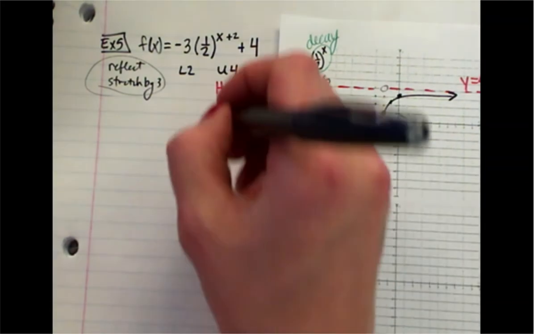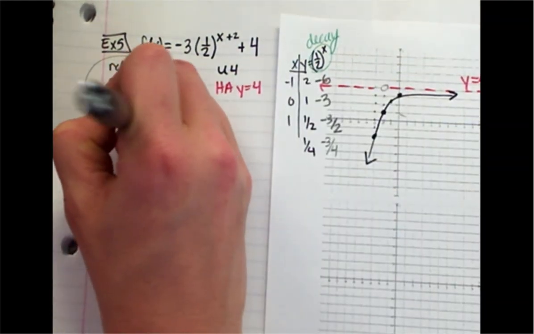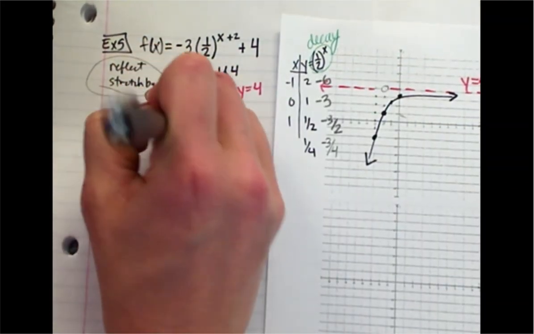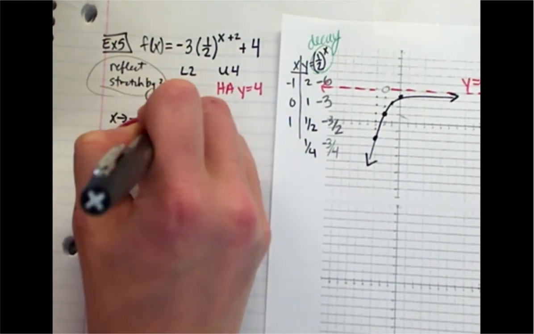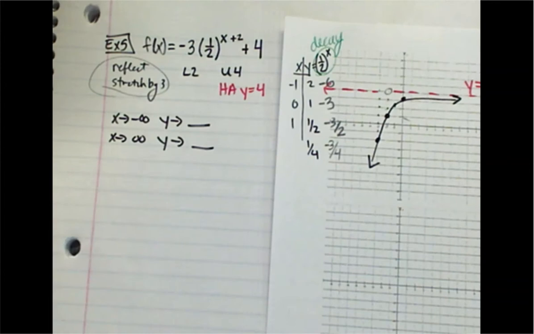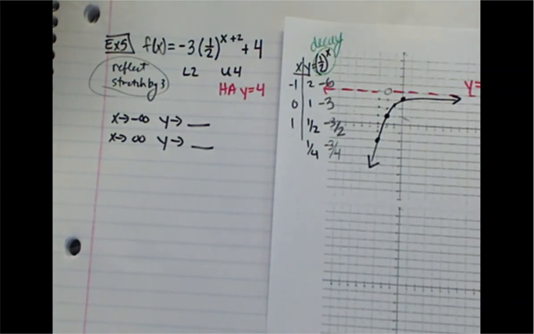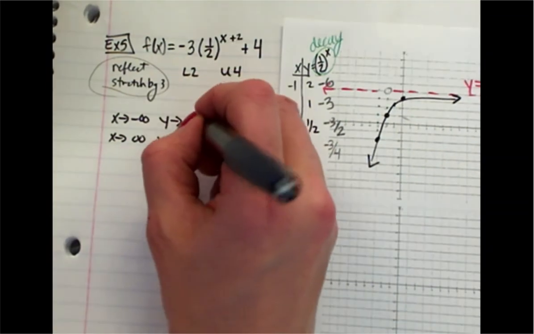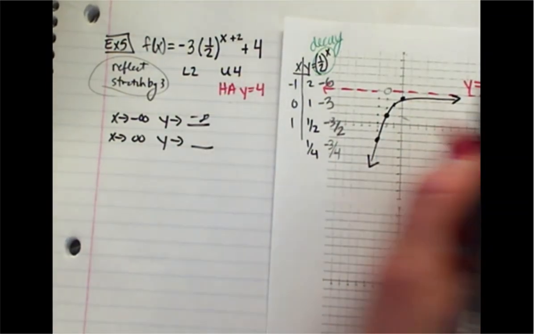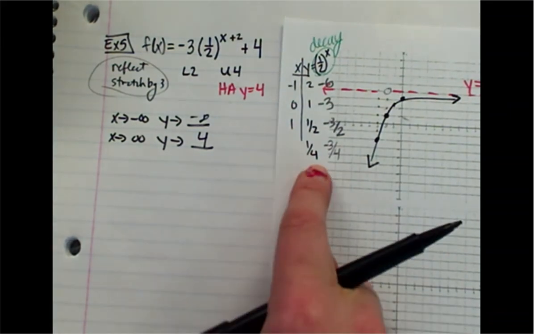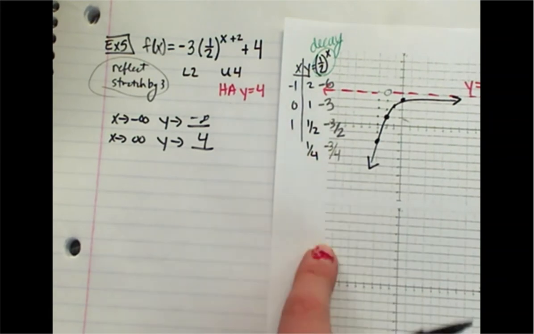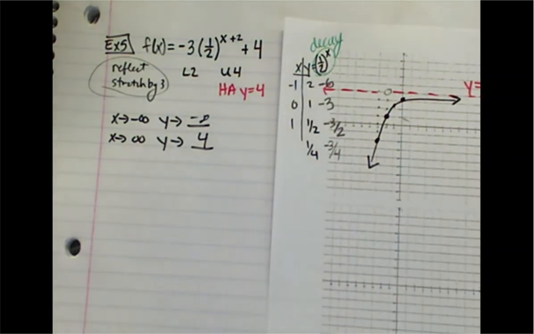Let's write our end behavior statement. X arrow -infinity, y arrow what? So notice that left is quadrant 3. That's -infinity. And right is 4. You need to look at the graphs. That's why I put the 1/4 here. As I count to the right, I'm getting closer and closer to my asymptote.